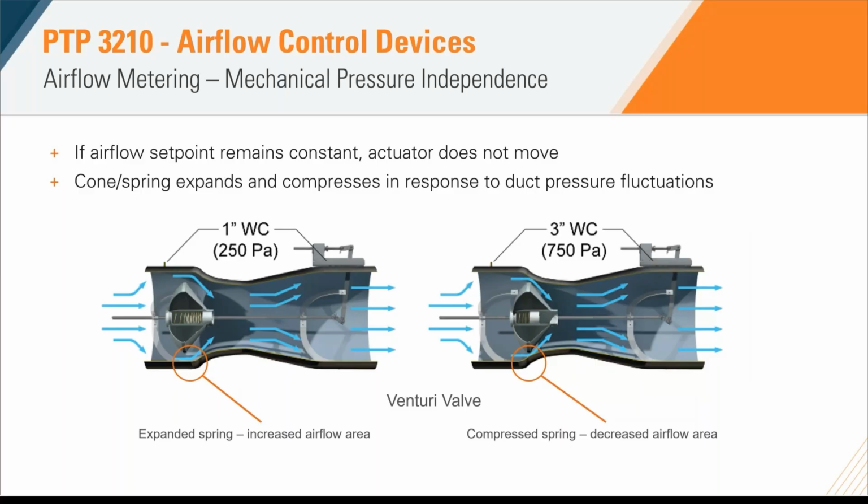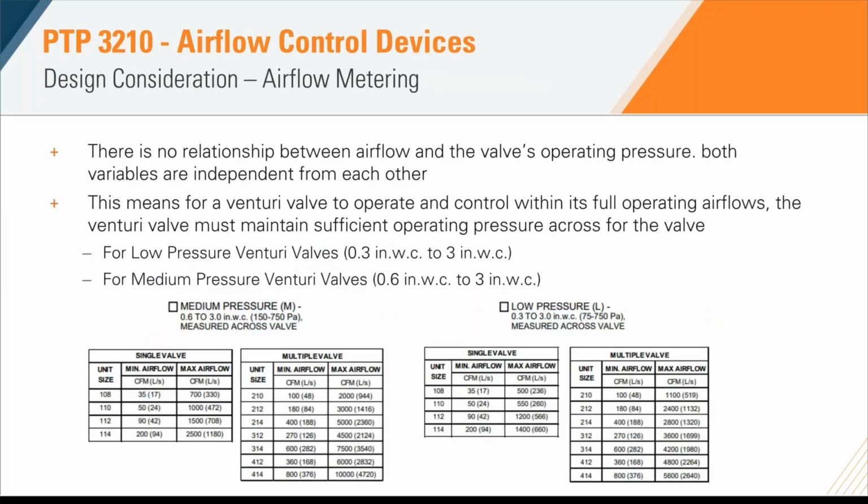So with that setting the baseline, we're now going to cover some design considerations when selecting these airflow metering technologies. As I mentioned, there is no direct relationship between pressure and airflow since we're not directly measuring airflow. Since there's no way to correlate the valve's operating pressure to airflow, we need a method of ensuring the valve will operate and control accurately. For a Venturi valve, this means the valve has to operate and control within its operating pressure in order for us to get control of that full operating flow range.